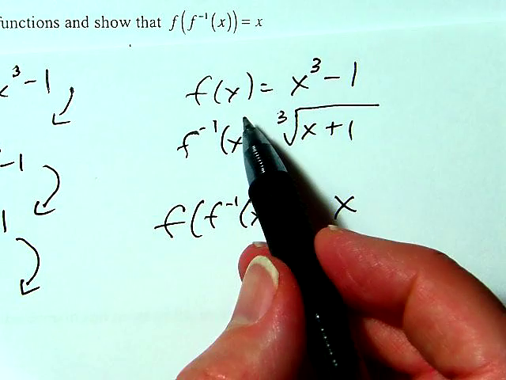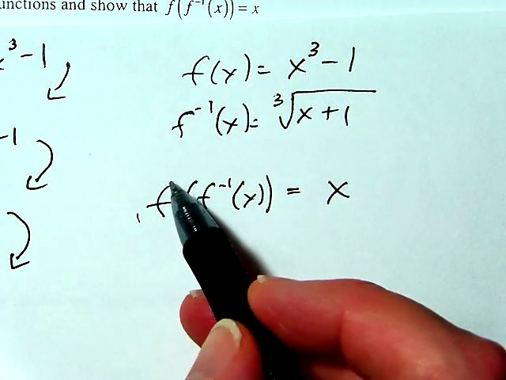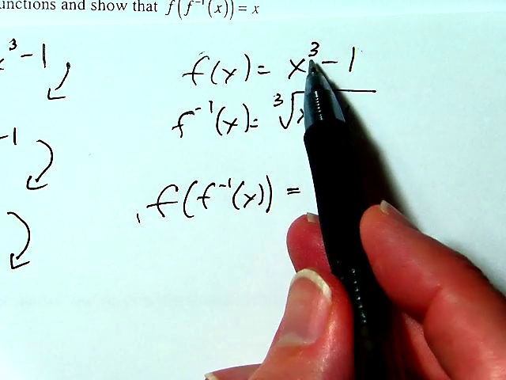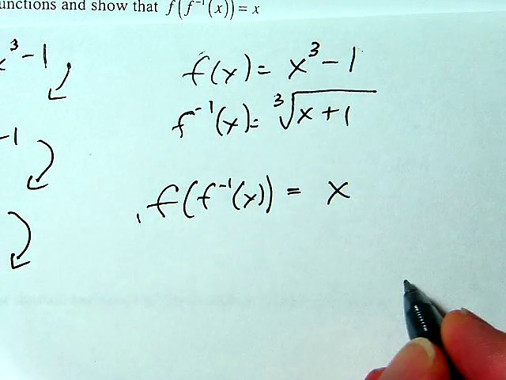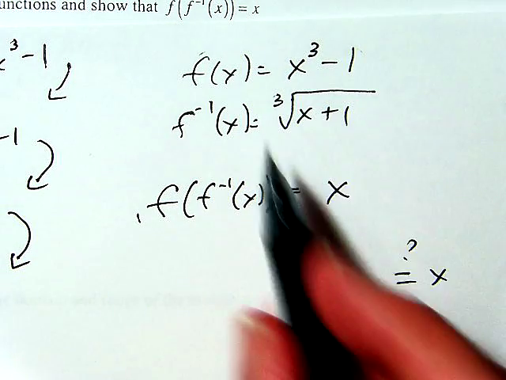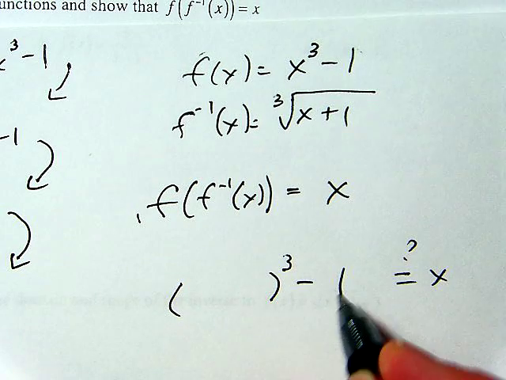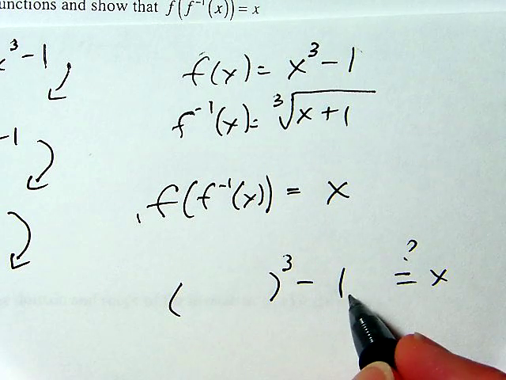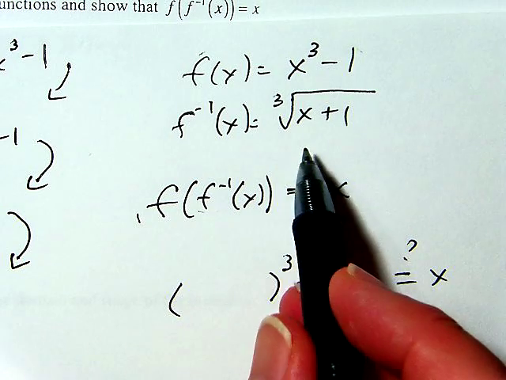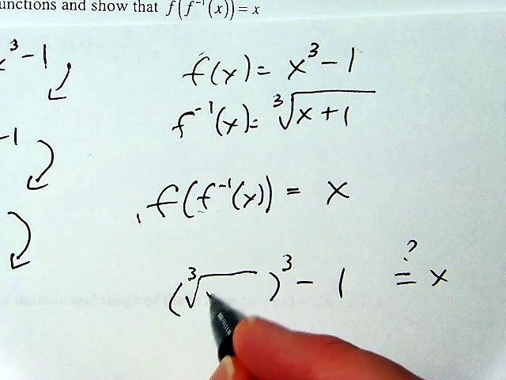So let's go ahead and once more do this. The outermost function is f of x, so we're going to use f of x as our skeleton, replacing x with parentheses. So the question is going to be always, does this equal x or not? I'm going to take this as a parenthetical expression. X cubed minus 1 becomes parentheses cubed minus 1. And now I'm going to drop into it, just like I'm going to drop into the parentheses here, f inverse of x, which is the cube root of x plus 1.